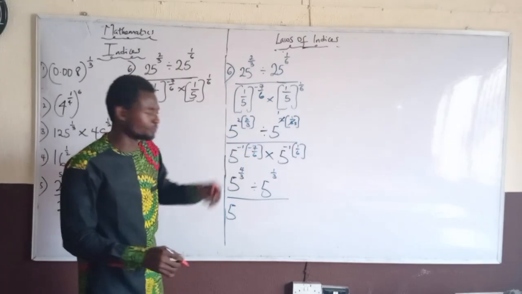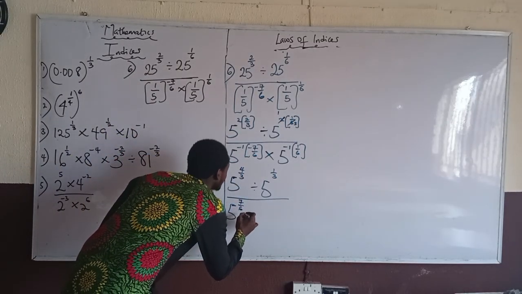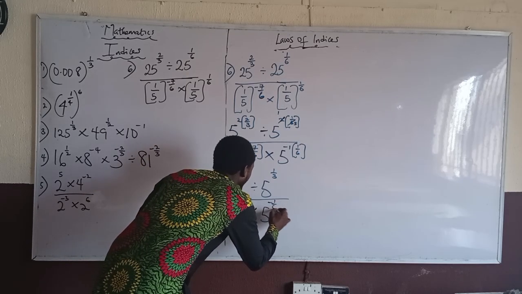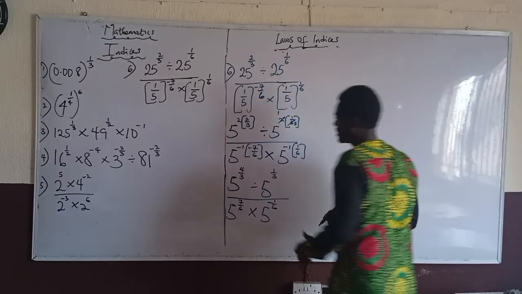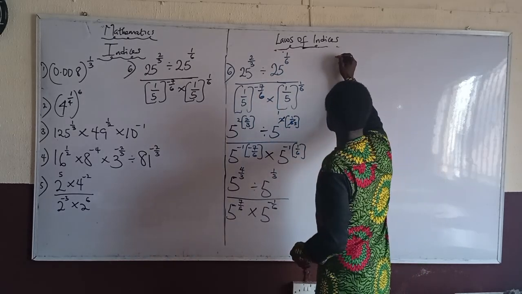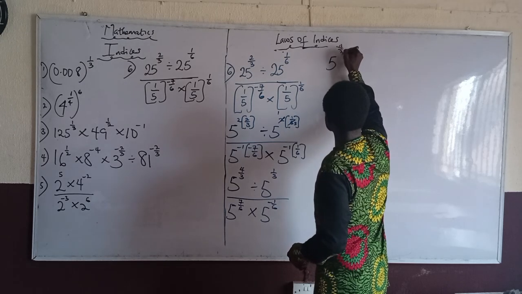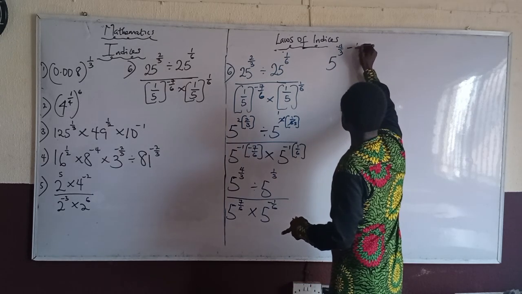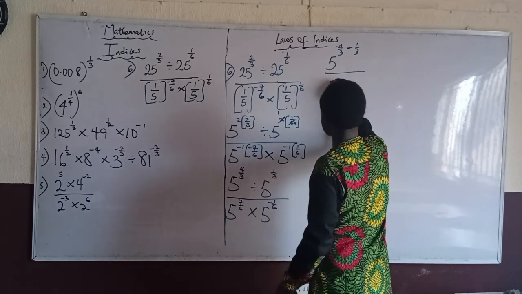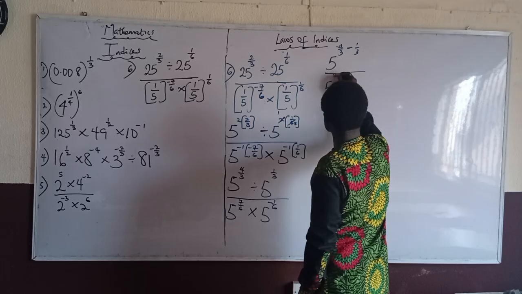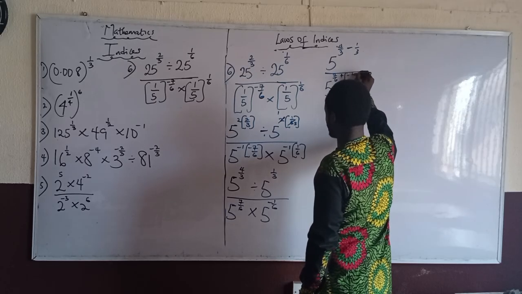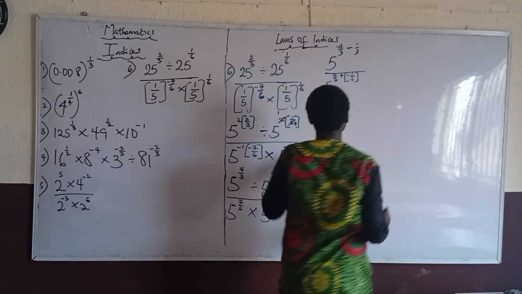Minus 1 times minus 7, that is plus 7 over 6, times 5 raised to power minus 1 over 6. So here, I will pick 1 and subtract the power. This becomes 5 raised to power 4 over 3 minus 1 over 3, divided by 5 raised to power 7 over 6 plus minus 1 over 6.